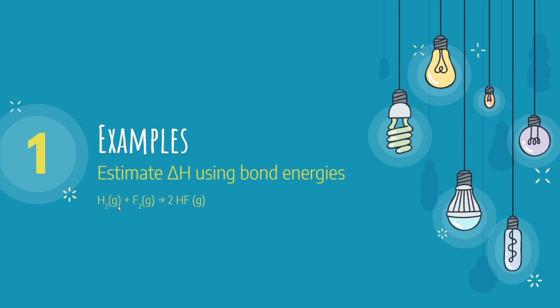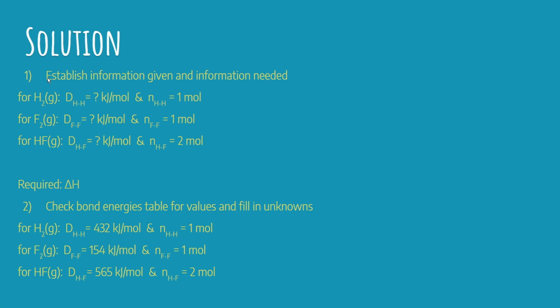We have H2, F2, and we have 2HF. So everything is balanced here, and that's kind of a trick you'll see in the future. Make sure everything is balanced. Our first step is to establish the information given and information needed.